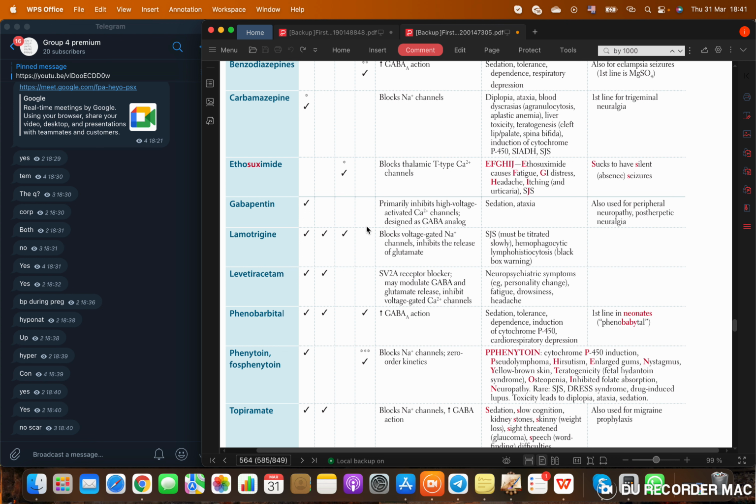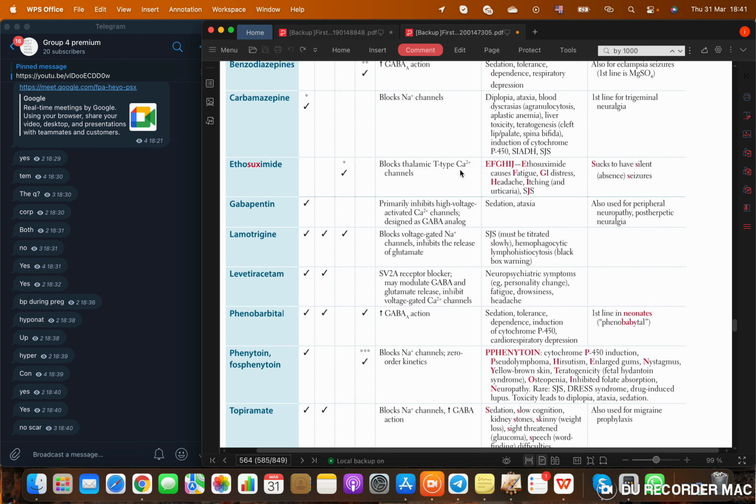So let's take a look. The next thing is as follows. Ethosuximide blocks the T-type calcium channels, and they are highly specific by telling you the T-type. Why? Because T stands for thalamus, T for thalamus. So it's not the same one as in the heart. So let's take a look.